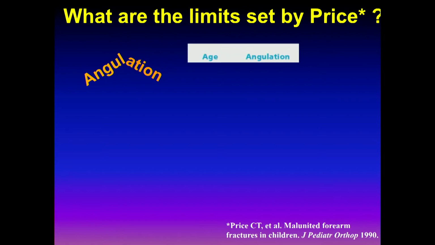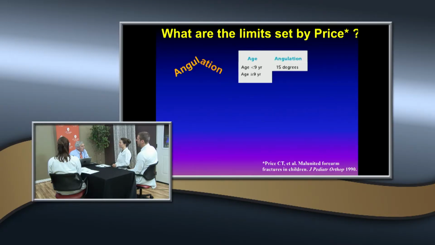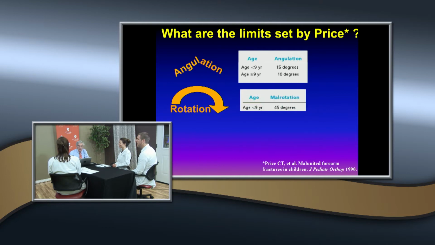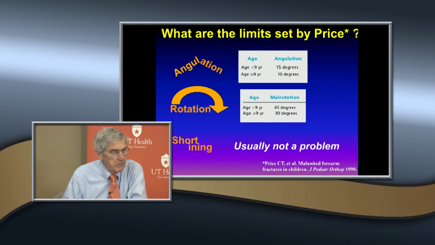So angulation at less than 9 years of age, how much can you accept? 45 degrees? No, it's angulation. Oh. That's rotation. Okay. Yeah, that's 15 degrees. Suppose they're a little bit older. 10 degrees? Yeah, that's right, 10 degrees. That's right. So what about rotation? Age 9 years? 45. Yeah, 45 degrees. And if they're older, you have to accept about 3 degrees of rotation. That will give you a good functional and cosmetic outcome. Shortening doesn't seem to be much of a problem.